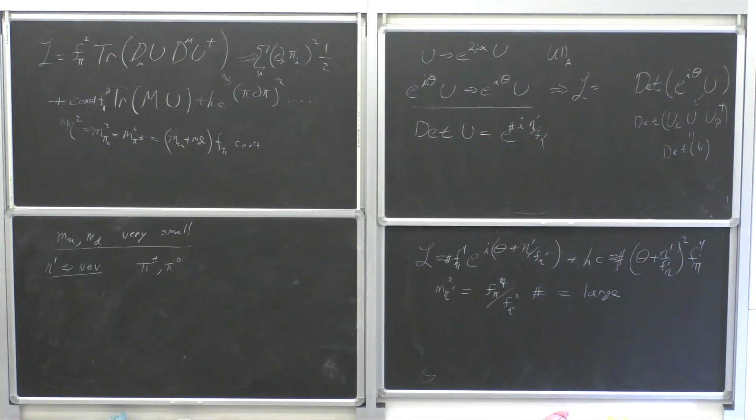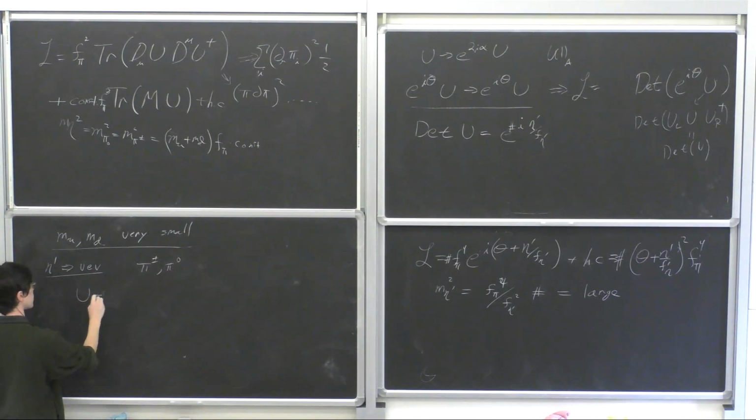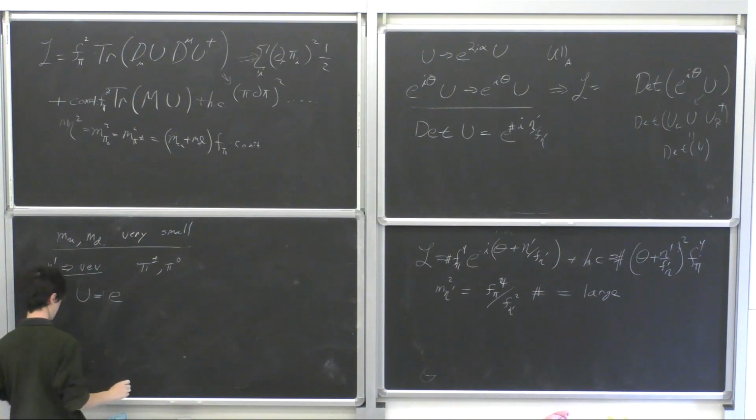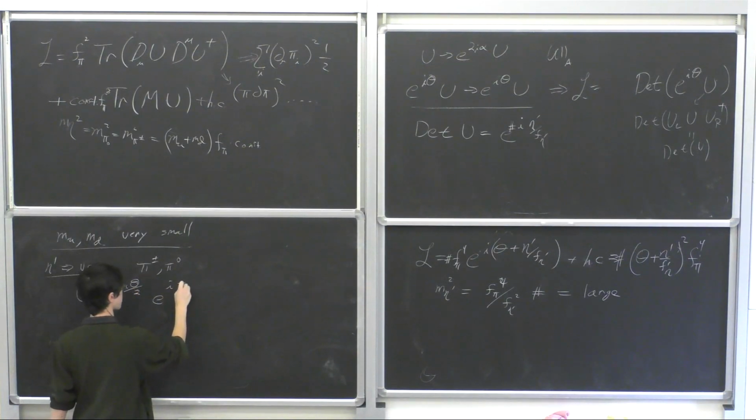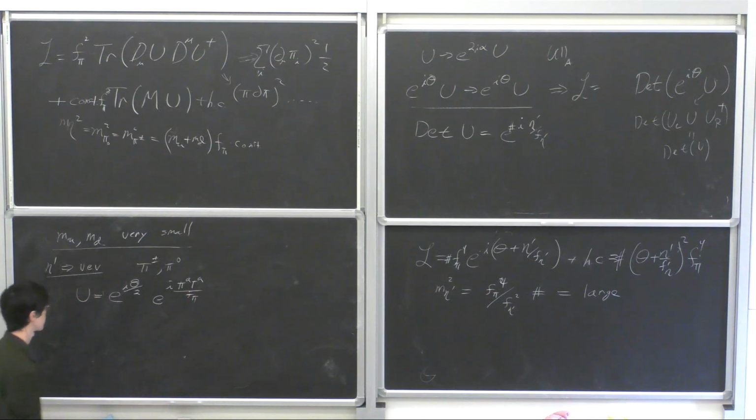Okay. What does this mean? U is e to the i pi eta over f pi, I guess is how I wrote it in my notes. So up to order 1 factors, you just get e to the i theta there. And as before, we're going to just start doing things, let's say, like calculating the pion masses.